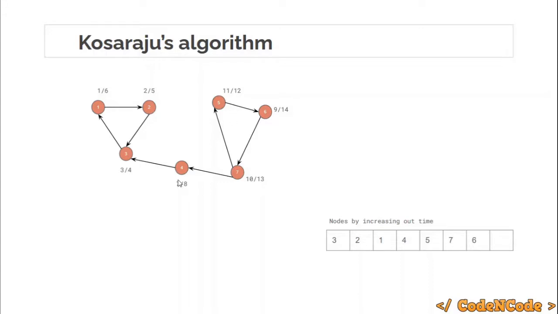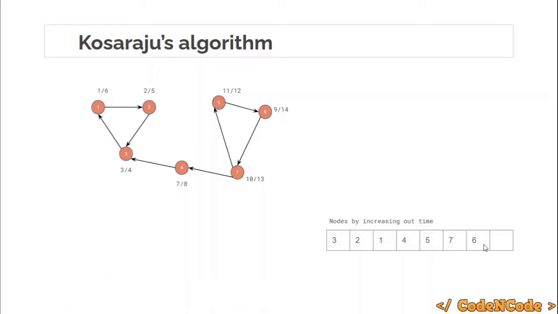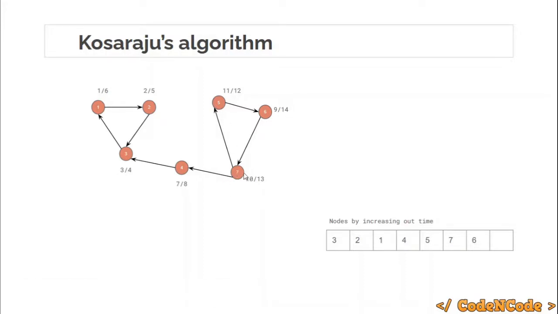4 will not get visited because this DFS call will be made on the transposed graph, right? So 6 will get visited, 7 will get visited, and 5 will get visited. But from 7 you won't be able to go here because there is a reverse edge. So the edge is from 4 to 7 because we will be running that on the transposed graph. So this will get visited.